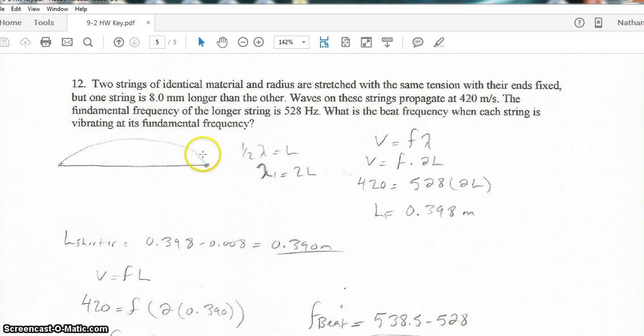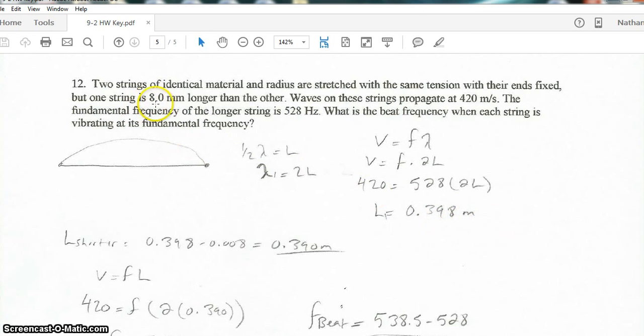So the fundamental frequency is when 1/2 the wavelength equals the length of the string. So the fundamental wavelength would be 2 times L. And since I know my velocity, I know the frequency at which that's resonating, I can find the length of the string from setting up the velocity equals frequency times wavelength. Right, I've got my velocity, I've got my frequency, and I know that the wavelength would be 2L. So I could either just solve for wavelength here and then plug it in over here, or just solve for it all at once. But in any case, I find out that the longer string is 0.398 meters long.